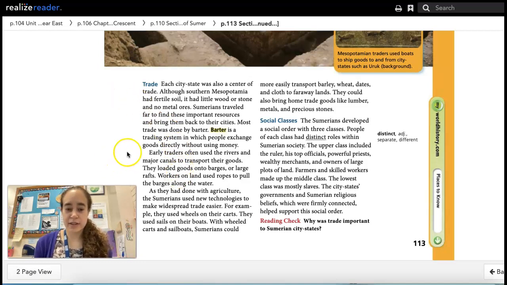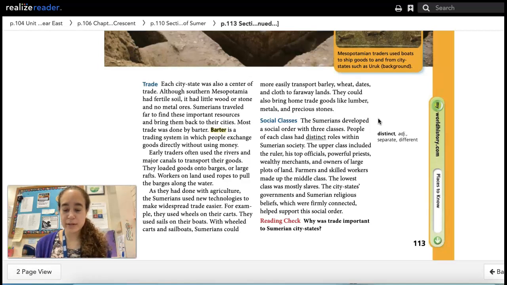Social classes are connected to job specialization because as different people specialize in different jobs or trades, social classes developed. And social classes are when a group of people live in similar economic conditions. This page will mention the Sumerian social classes, which has the upper class of people like the rulers, the priests we talked about is really important. The scribes would be pretty close to upper class.